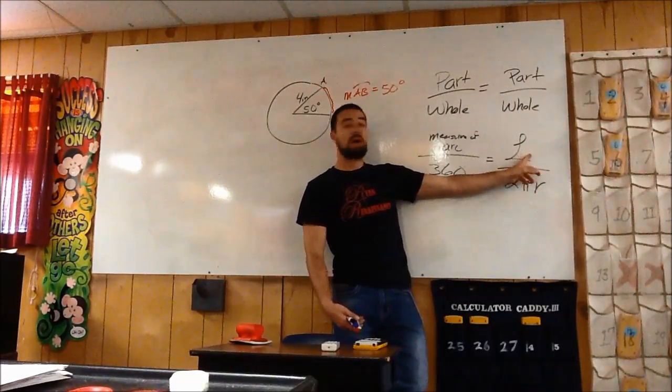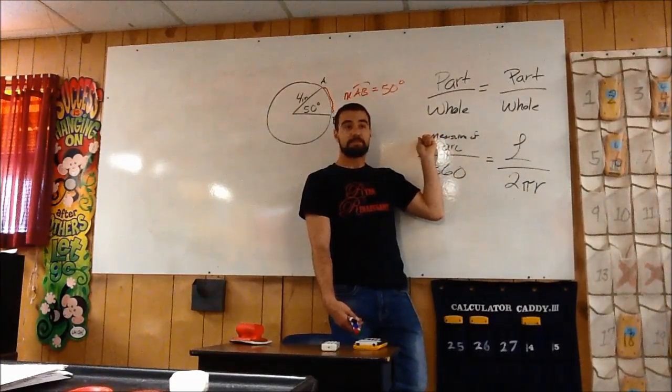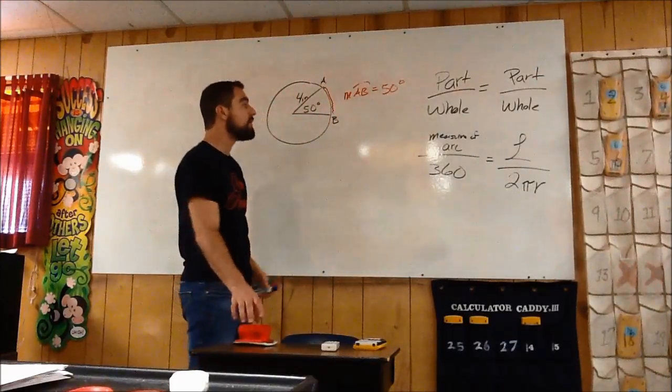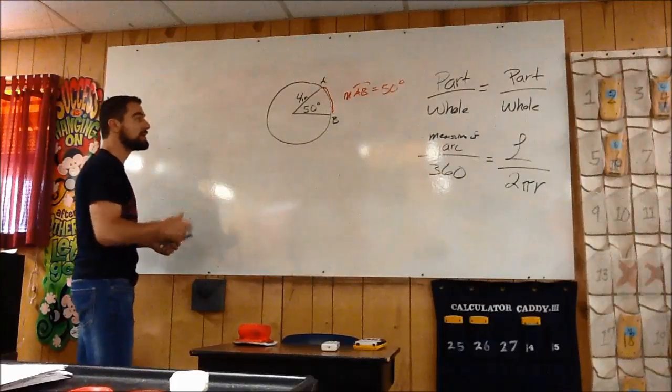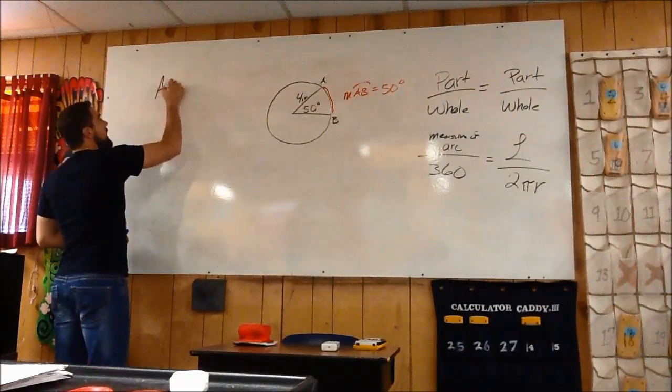Sometimes you're going to be given the arc length and the radius, and you're going to be searching for the measure of the arc. You're going to have one of these unknown. It's not always searching for the arc length. Okay, we're going to apply the same principle with the area.